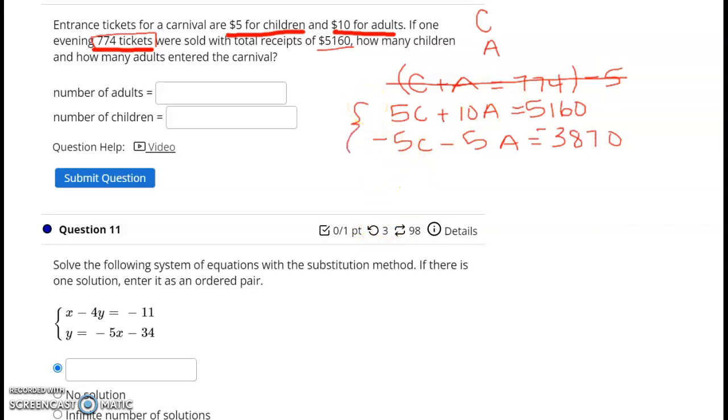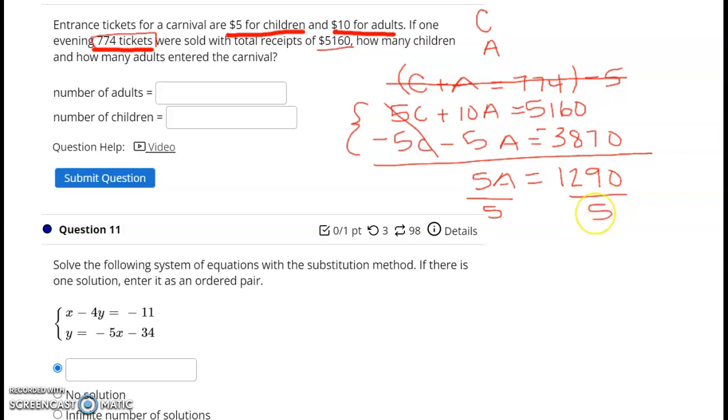Now I'm going to add these two equations together. These two will cancel, which is why we're doing it this way. It's so great. 10A minus 5A, we get 5A, and then we want to do 5,160 minus 3,870, and we're going to get 1,290. Let's divide by 5, and we'll find out how many adult tickets we get, which is 258. Okay, so if we have 774 tickets sold, makes sense that we could have 258 adult tickets.